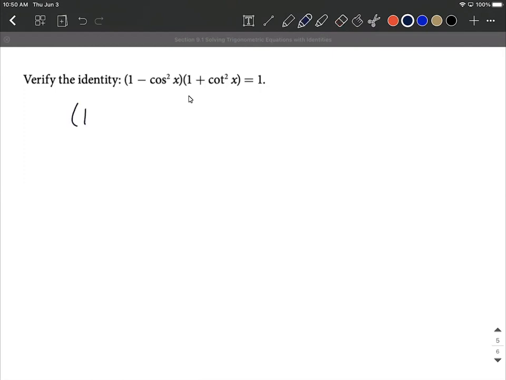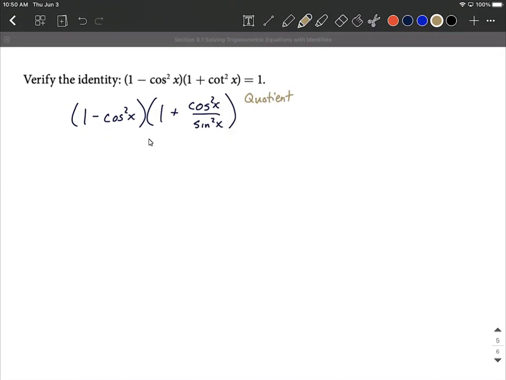So I'm going to bring along the 1 minus cosine squared of x. But I'm also going to go ahead and replace that cotangent using a reciprocal identity. Sorry, not using a reciprocal, using a quotient identity. So we can rewrite that as cosine squared of x over sine squared of x. And I'll go ahead and try to write out any identities that I use along the way in between here. This was a quotient identity.